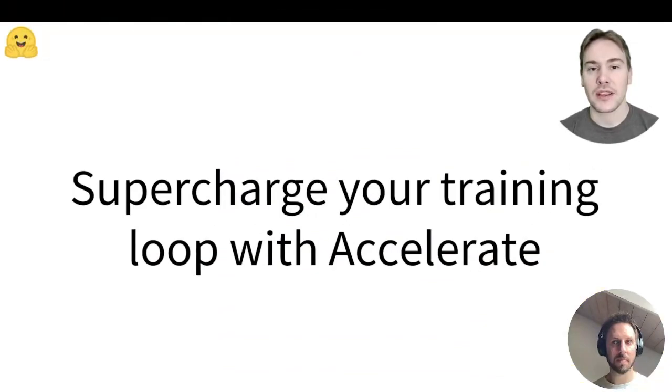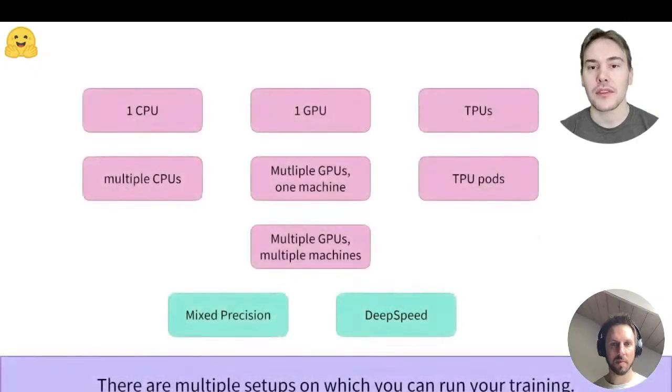Supercharge your PyTorch training loop with Hugging Face Accelerate. There are multiple setups on which you can run your training. It could be on CPU, GPUs, TPUs, distributed on one machine with several devices, or even several machines, often called nodes, with multiple devices. On top of that, there are new tweaks to make your training faster or more efficient, like mixed precision and DeepSpeed. Each of those setups, or training tweak, requires you to change the code of your training loop in one way or another, and to learn a new API.